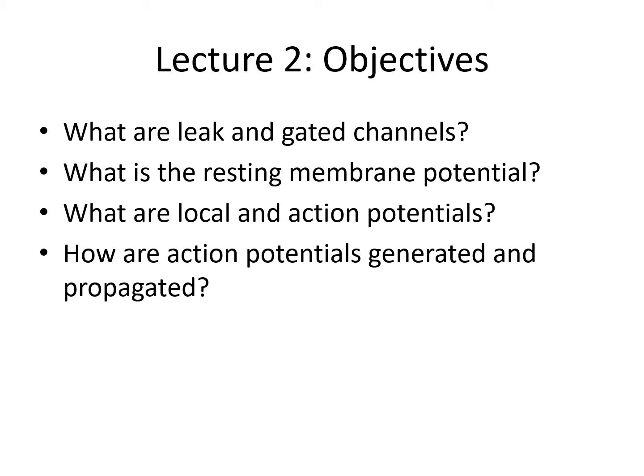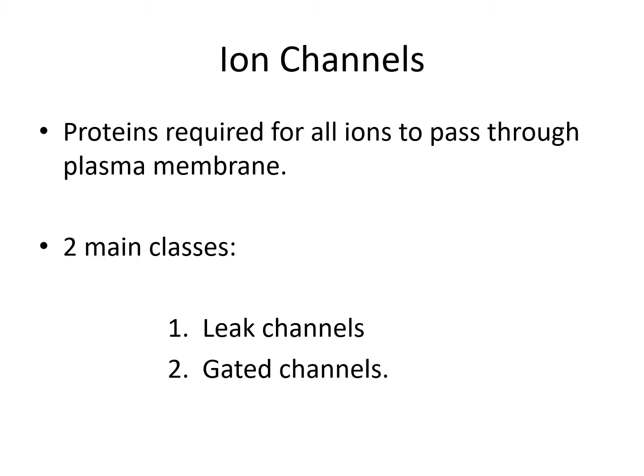So our objectives for today are to talk about leak and gated channels, which you learned about in SCB 203. We'll review the resting membrane potential, how it's formed, and what happens to it in excitable cells. Here we'll talk a little more about local potentials and action potentials, which you talked a little bit about at the neuromuscular junction in SCB 203. And then we're going to describe how action potentials are generated and propagated. So let's start with the beginning.